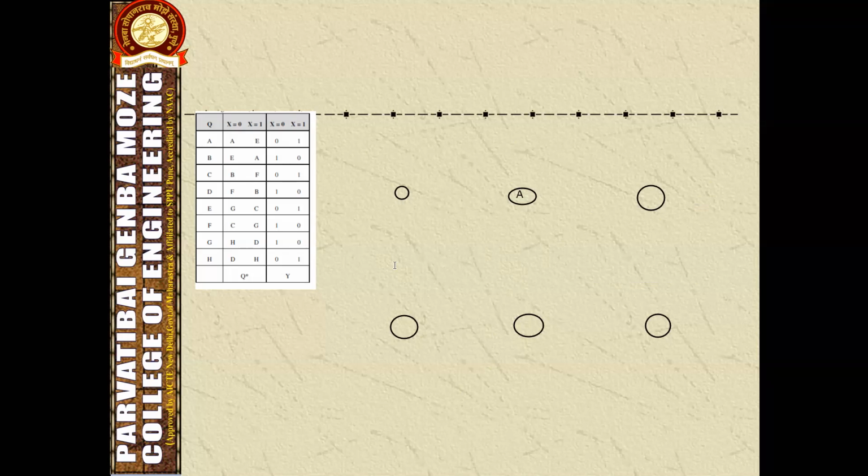I am considering A to A. The state changing here A to A, the possible input is 0 and the possible output when x is 0, that is 0. So this is the first state.